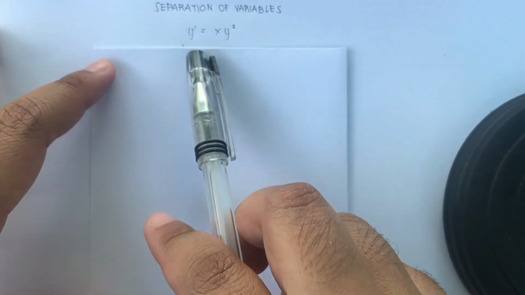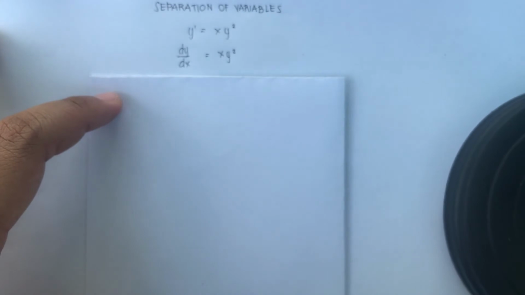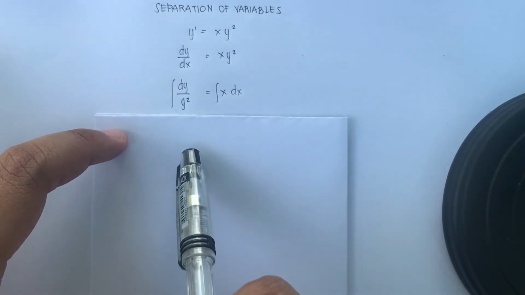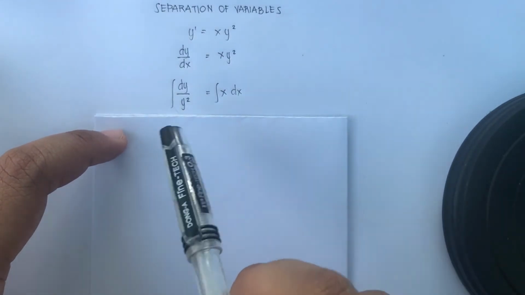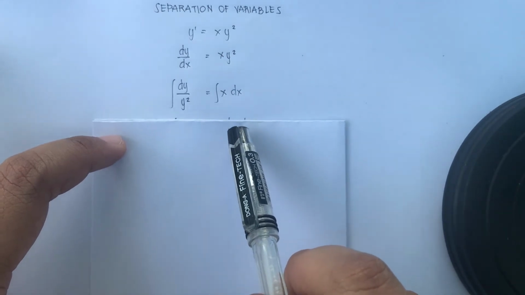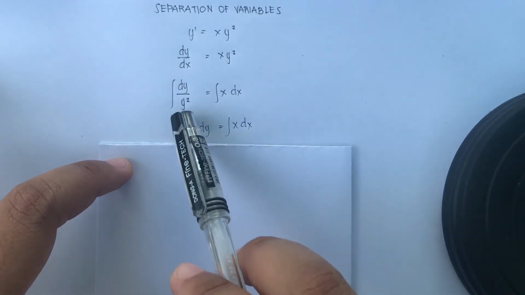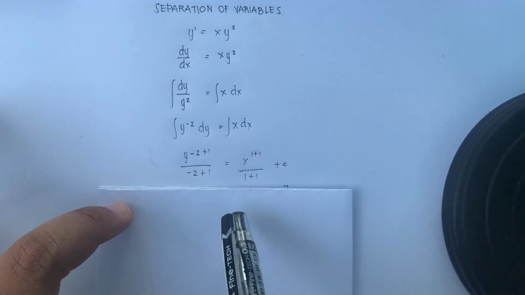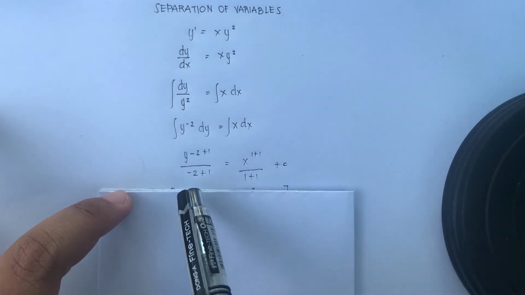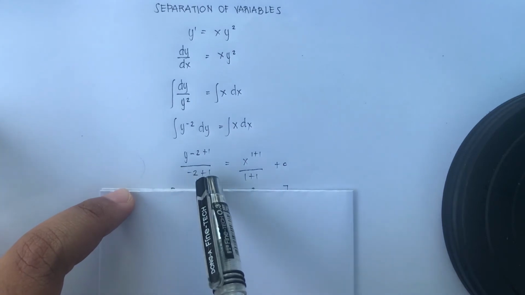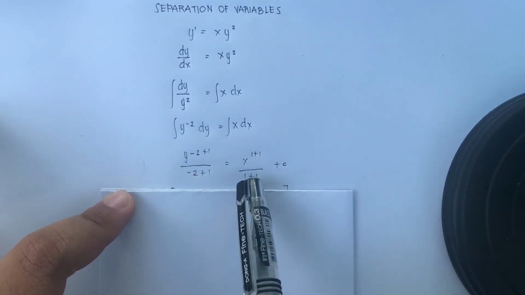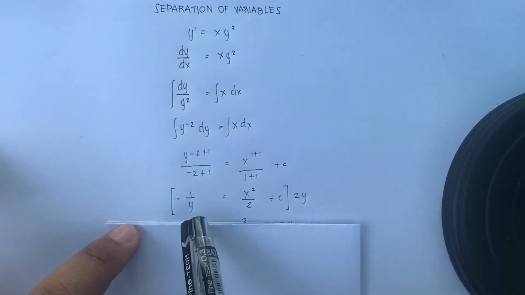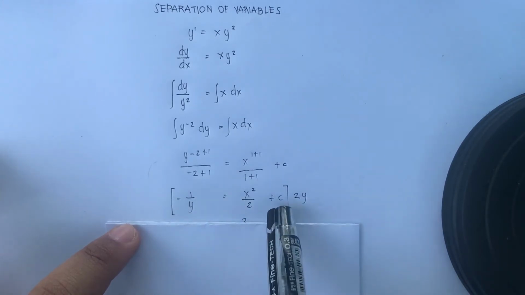Y prime equals xy squared, and alam naman natin na ang y prime is equal to dy over dx. So dy over dx is equal to xy squared. Then kapag pinagsama natin yung y dy and x dx, magiging dy over y squared equals x dx. So itataas natin yung y squared dito, magiging y raised to negative 2 dy equals x dx. And kapag in-integrate natin siya, magiging y raised to negative 2 plus 1 over negative 2 plus 1 equals x raised to 1 plus 1 over 1 plus 1 plus c na constant. And kapag sinimplify natin siya, magiging negative 1 over y equals x squared over 2 plus c.